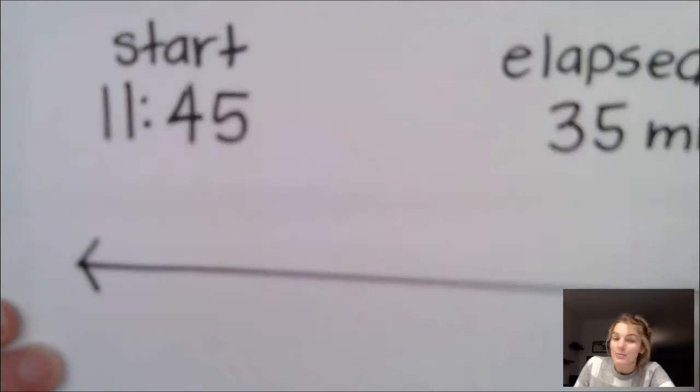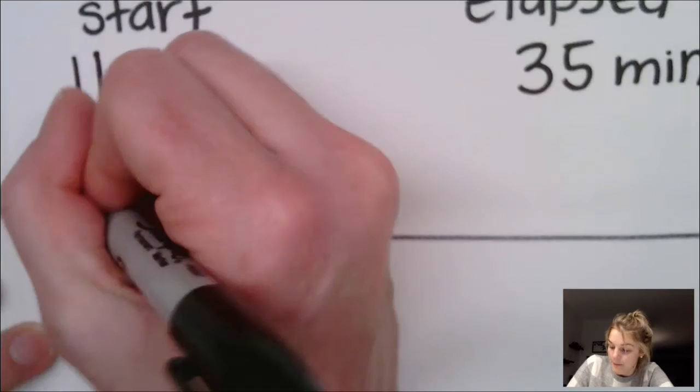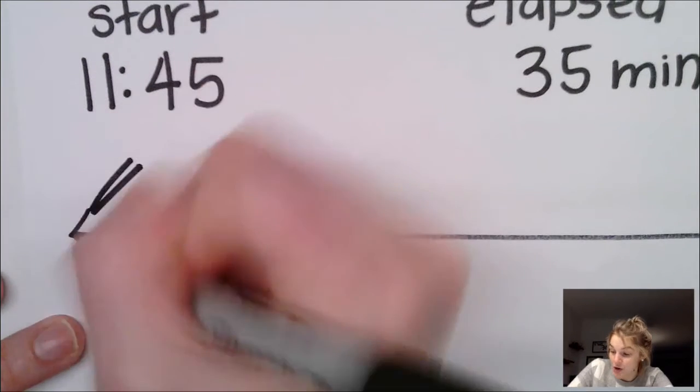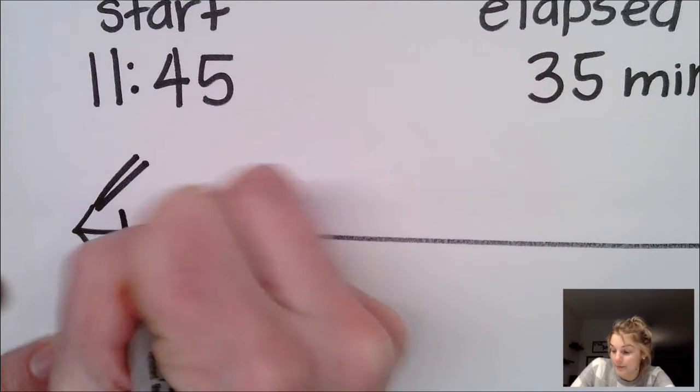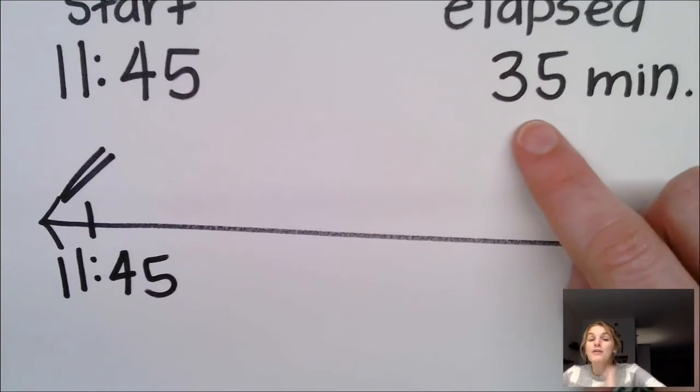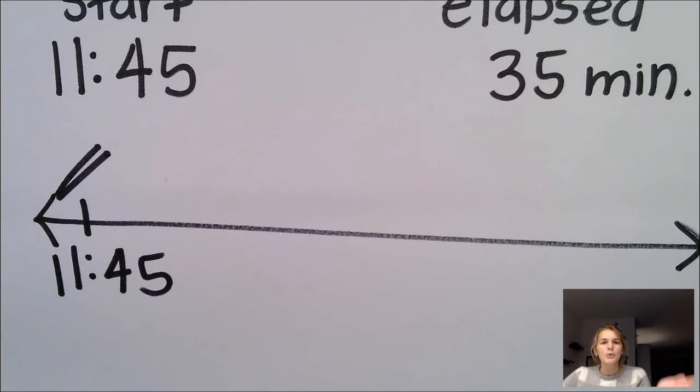I know my start time, so I'm going to mark that here. Remember, that's where you start your race. That's what we're talking about. We're going to start here, so it's at the beginning. And I know that the time elapsed is 35 minutes. So can we go an hour? No, we can't. But what I am going to do is use that benchmark time that we talked about, because 35 minutes might be a little bit difficult for me.